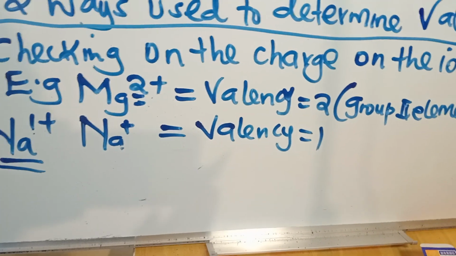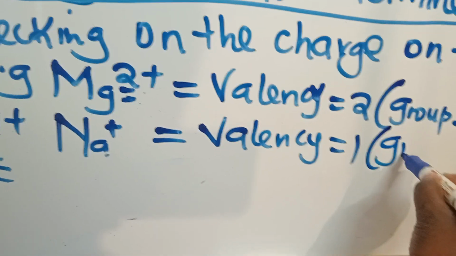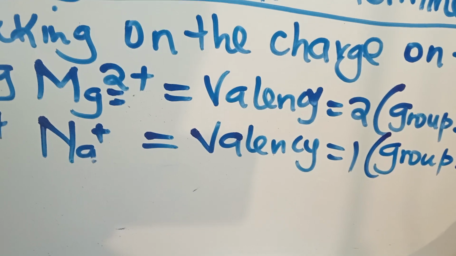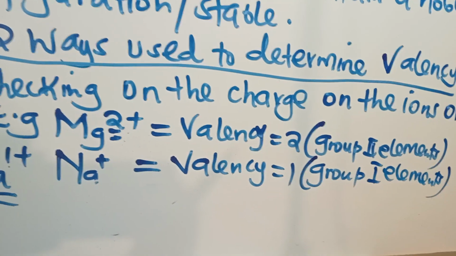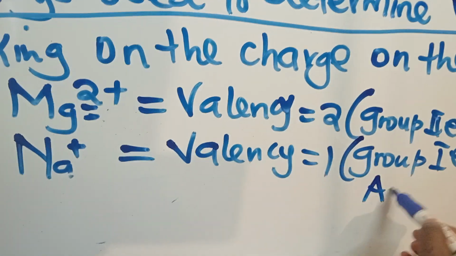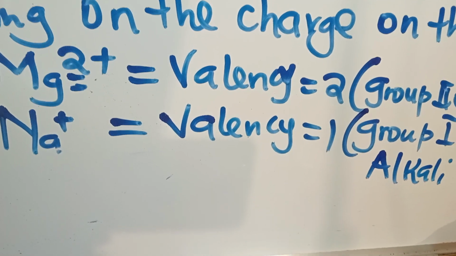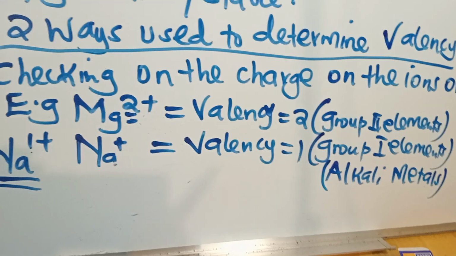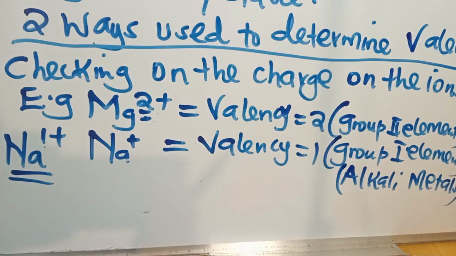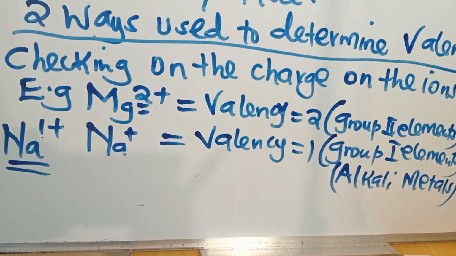Sodium is here to stand in for the group 1 elements. Those are the alkali metals. The alkali metals. Those are the group 1 metals. So sodium is there to stand in for the group 1 elements or the alkali metals, and for them it will always be valency 1 throughout down the group.